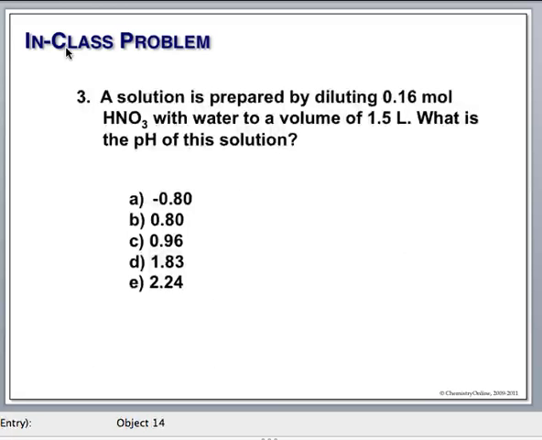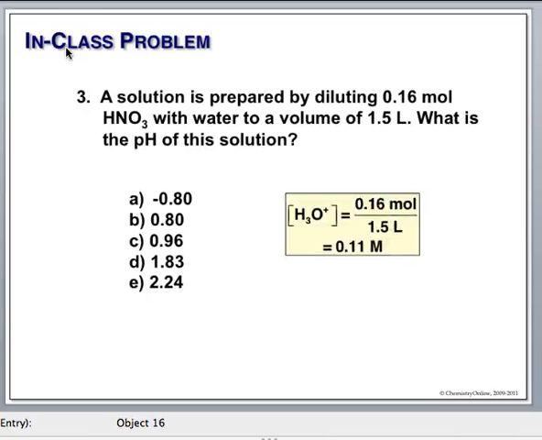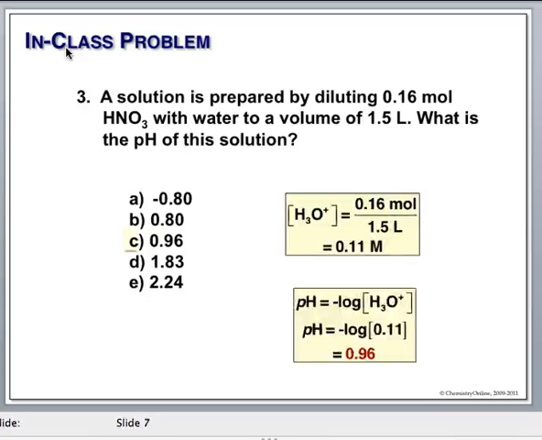We take nitric acid, we dilute it to 1.5 liters. What's the pH? Once again, nitric acid is a strong acid, so we're starting off with 0.16 moles of hydronium. We're going to dilute this to a total volume of 1.5 liters. Hydronium is simply 0.11 molar. If we know hydronium, we simply need to take its negative log. So we type it in, hit log, change the sign. pH is 0.96.